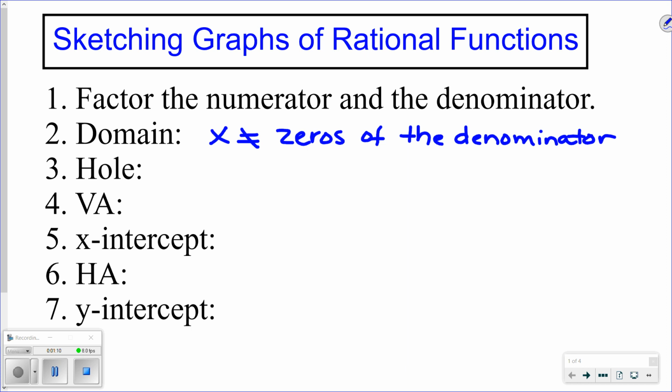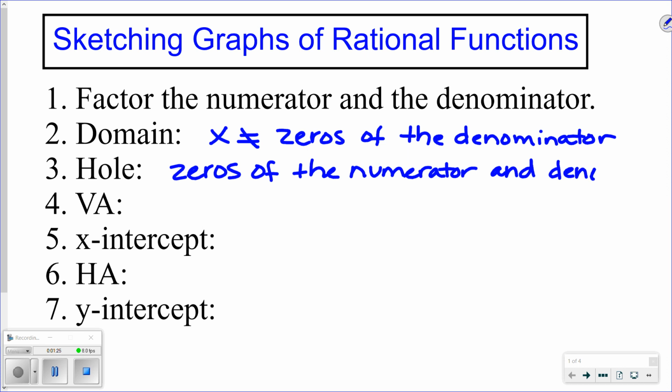The hole occurs at the zeros of the numerator and denominator. So if a number is a 0 of both the numerator and denominator, then that is the location, or the x-coordinate, of the hole. Recall, to find the y-coordinate of the hole, you would just plug into the simplified form of the rational function.